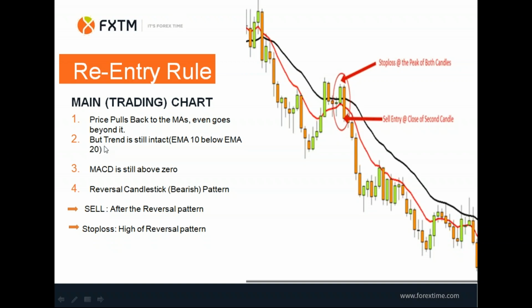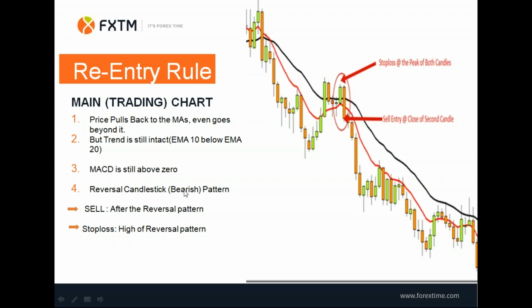So the second rule says the trend is still intact. That means our EMA 10 must still be below EMA 20. Our trend must still be a downtrend. That's what this one is saying. Nothing should change. Our MACD must still be below 0, not above 0, because on the downtrend, MACD should be below 0. So the MACD should still be below 0, and then the reversal candle now shows up.